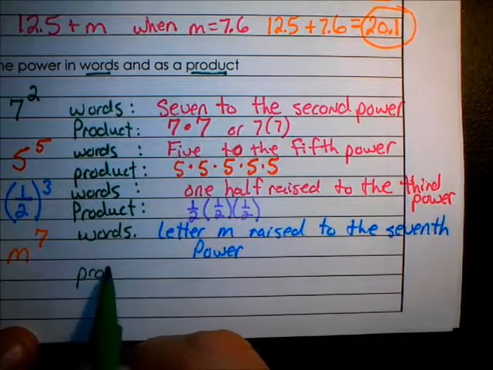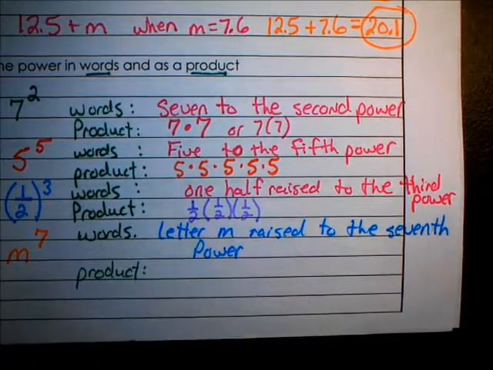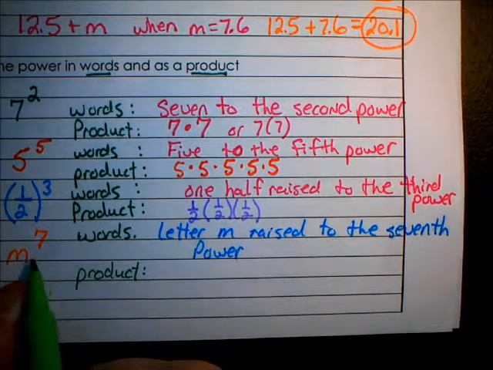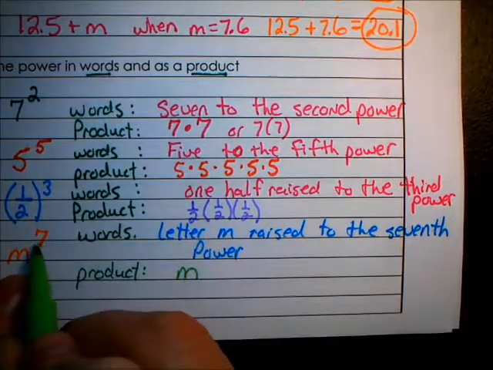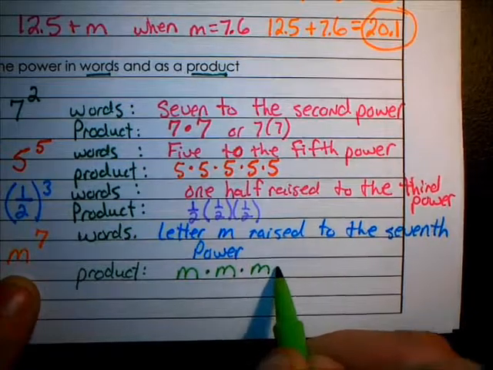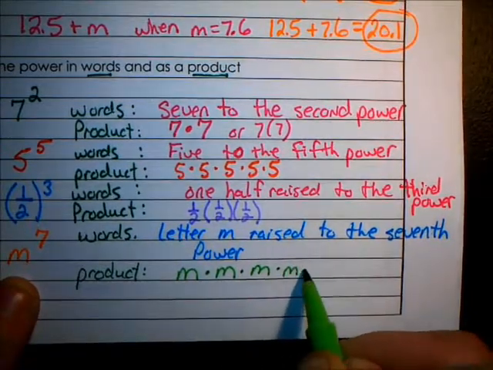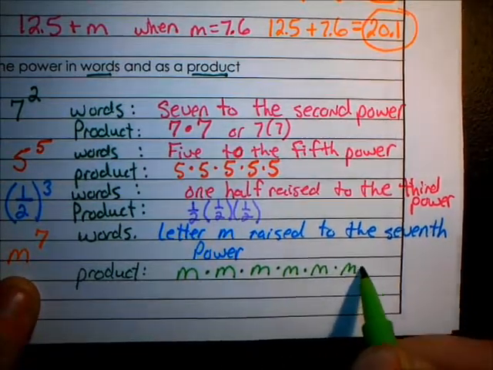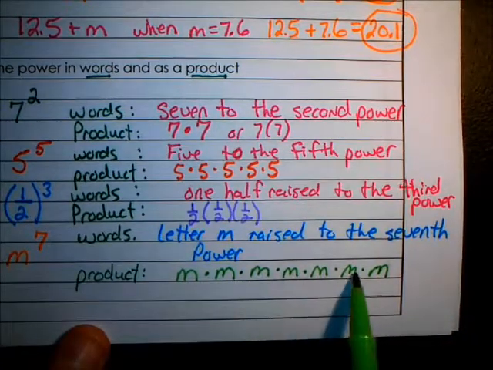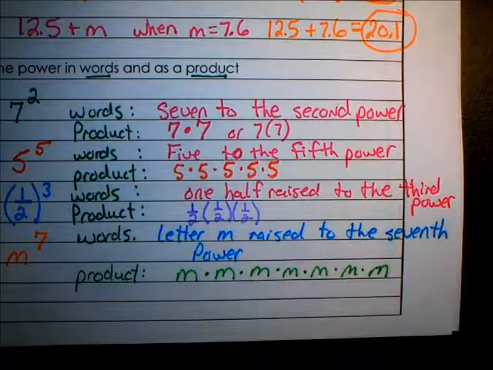The product: the base, my base is an m, and I have 7 of them, so I'm going to write it 7 times. And there's my examples.